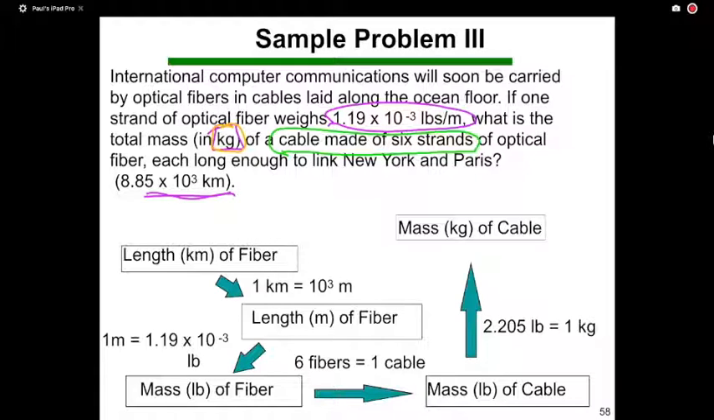Okay? And so, in this case, you start off with a unit of kilometer. You want to get to kilogram. You're going to have to find out how long the fiber is. But each fiber, you need 6 of them to make a cable, and so you have to make a calculation that there are multiple fibers in the cable. You can only change it into pounds of cable because that's what's happening here because of that conversion factor. And then once you have pounds, the next conversion factor is one that you should have memorized, how many pounds per kilogram there are. And you can work it that way.